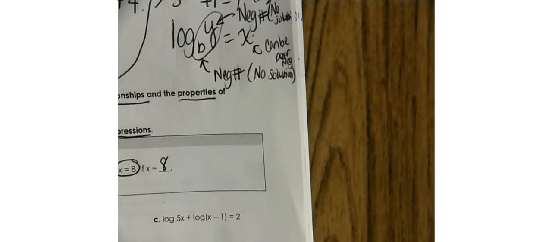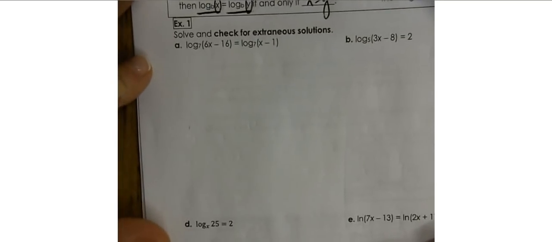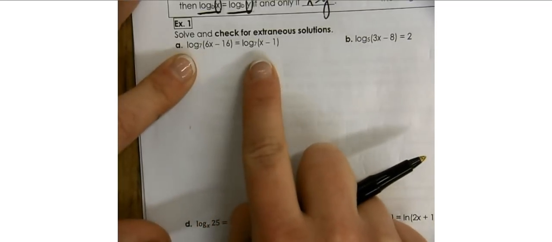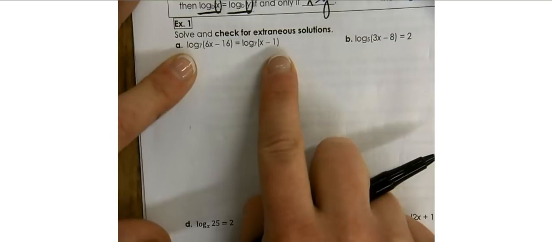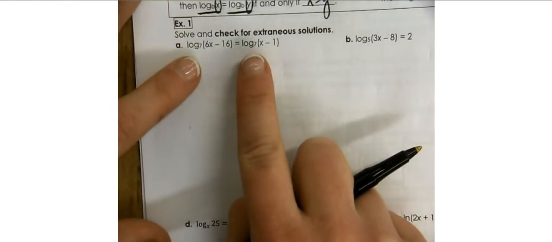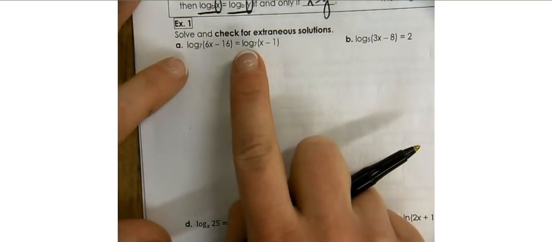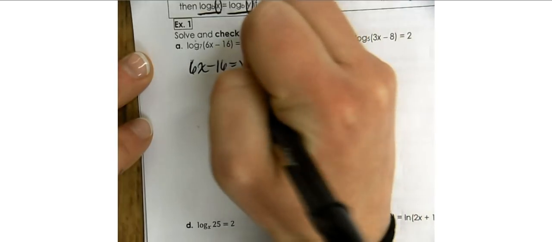So let's go ahead and hop into solving these equations. Looking at letter A, we have log base 7 of 6x minus 16 equals log base 7 of x minus 1. For this equation, we have a logarithm on both sides. And because the logarithms are alone, with nothing attached to them, no numbers on the outside, we can drop the logarithm and simply set 6x minus 16 equal to x minus 1.